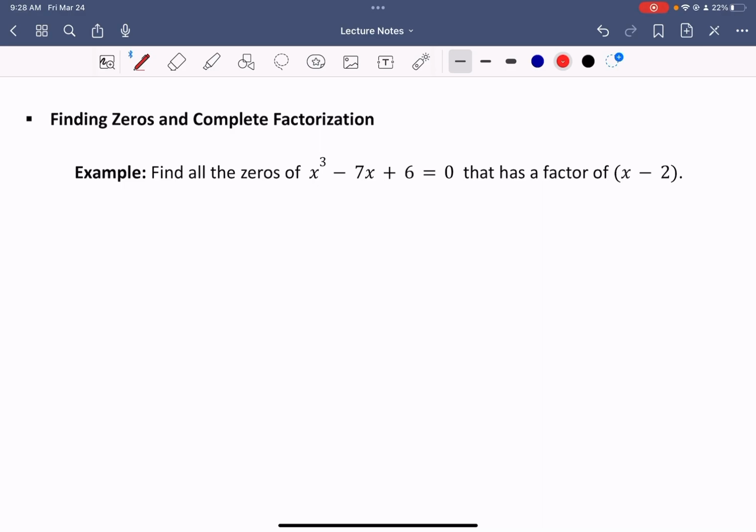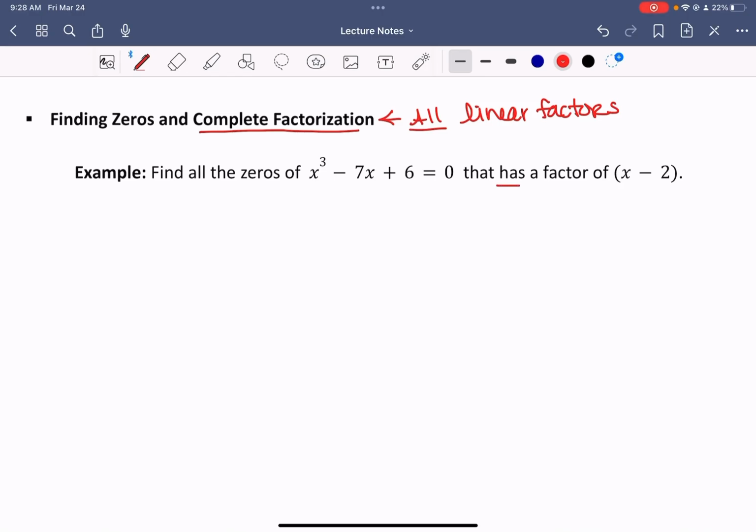Like, what pieces did it come from and get multiplied together? And when we talk complete factorization, we're talking about finding all the linear factors, like all those pieces that were multiplied together initially to give us that really long equation. So let's look at this example here. It says find all the zeros of x cubed minus 7x plus 6 equal to 0 that has a factor of x minus 2. So if it tells you, let's look for keywords here.